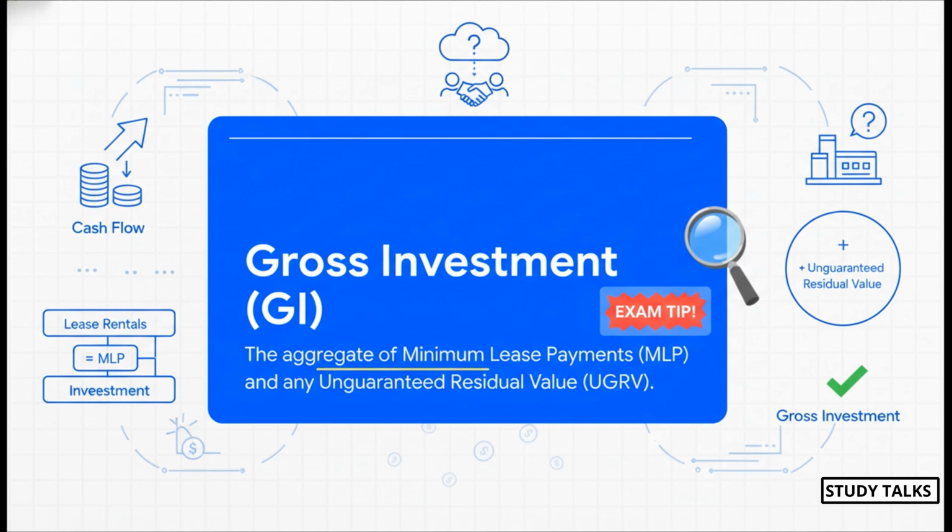Gross investment is just the grand total of every single rupee the lessor hopes to get. That means you take all the minimum lease payments, the rentals, plus any guaranteed residual value, and you add the unguaranteed residual value, which is the bit of value at the end that only the lessor is counting on.